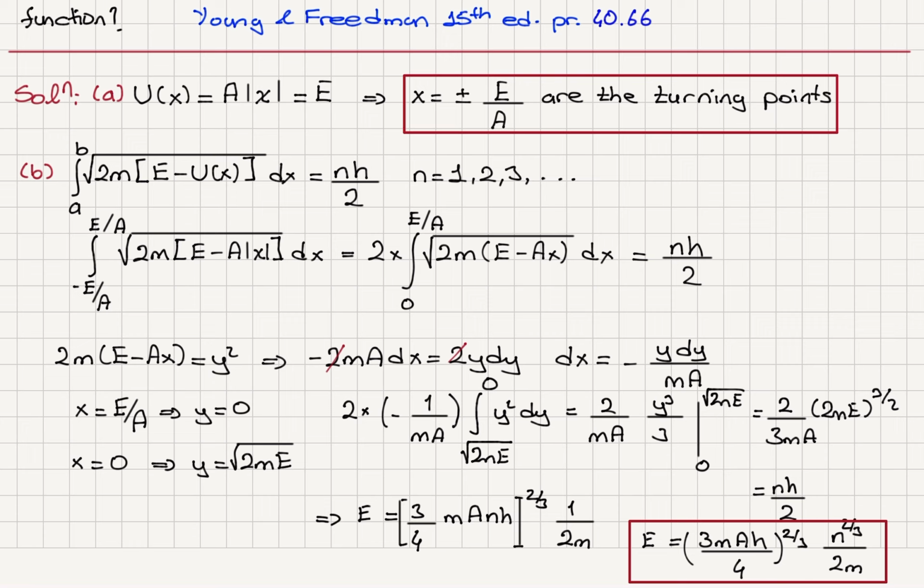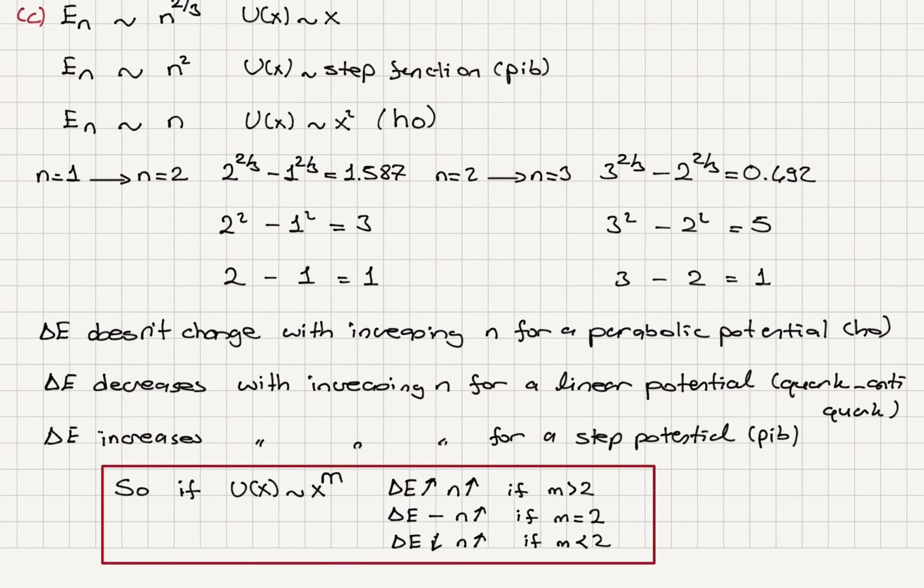So in this problem, the potential energy profile for the quark-antiquark configuration is given by a linear function of the absolute value of x. We determined the turning points when the potential energy is equal to the total energy. Then we used the WKB approximation to solve for the energy levels and found that it's proportional to n to the power 2/3. So when the potential energy is a linear function of x, it's n to 2/3. When it is a quadratic function of x, it's n. When it's a step function, as in the particle in a box, it's n squared.